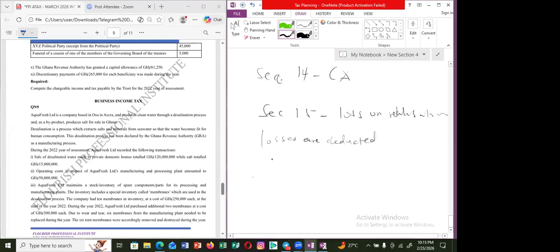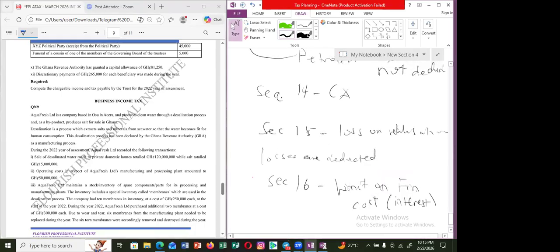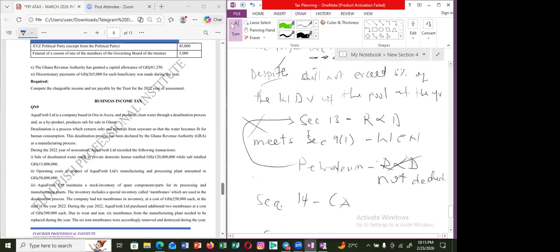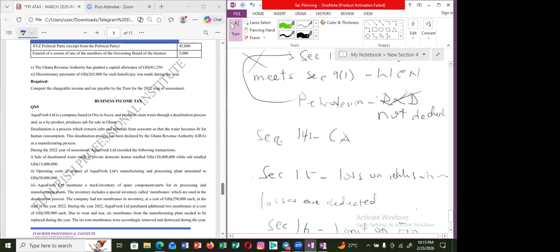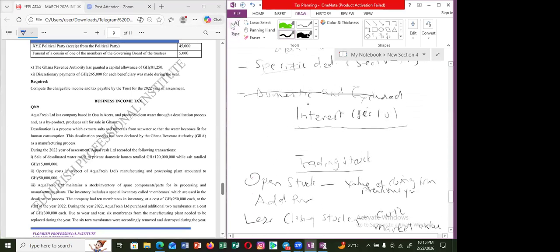Assets or liabilities. Section 16 talks about the limitation on the deduction of financial costs. And this financial cost we are talking about does not include interest under section 10. So it does not include the normal interest on borrowing that we talked about here. This interest is not under the scope of section 16.